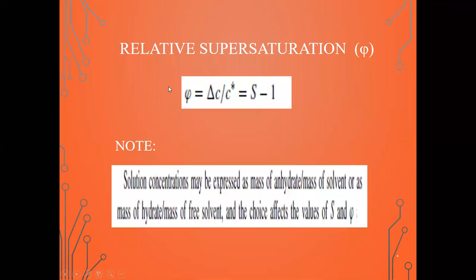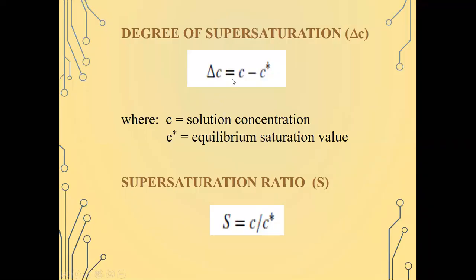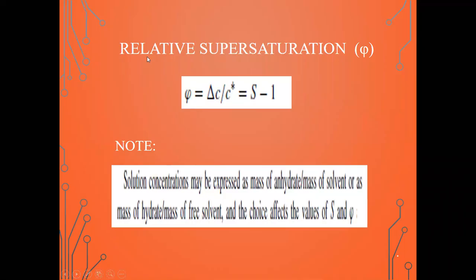And there's another one, and that's the relative supersaturation. It's represented by this symbol, I think this is phi. If you know already these two, the degree of supersaturation and the supersaturation ratio, you'll be able to get the relative supersaturation. So your delta C divided by your C asterisk will be your relative supersaturation, or your supersaturation ratio S, if you subtract one from it, that would be your relative supersaturation value.